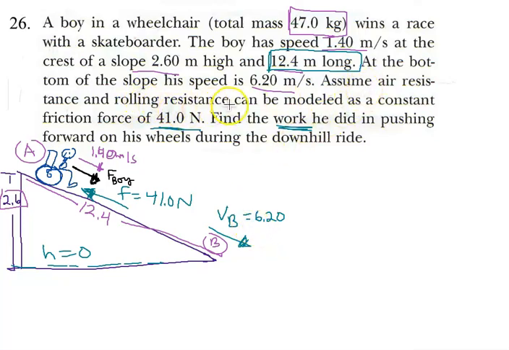Assume air resistance and rolling resistance can be modeled as a constant frictional force of 41 newtons. Okay, so again, they're trying to be realistic and say, like, he's running into air molecules and there's energy loss due to surfaces rubbing together. Let's just call that 41 newtons on average so we can do this problem. And then it says find the work he did. So that's the hint that he is an outside force.